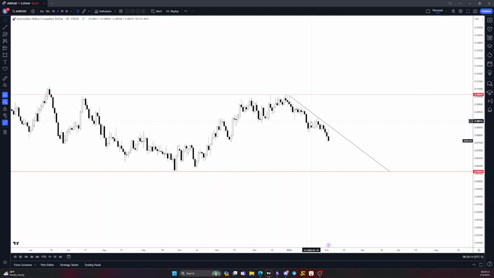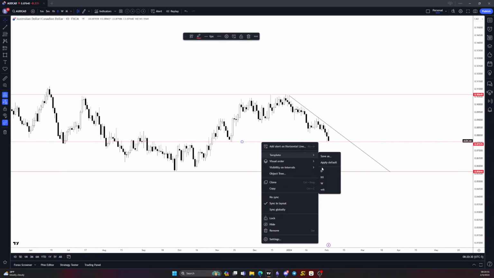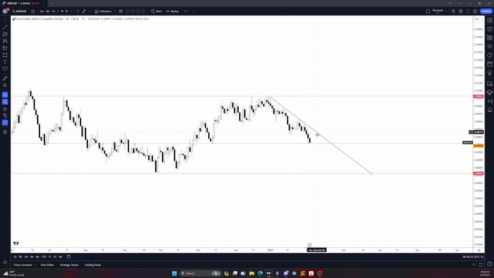Remember, every single line is a zone. Price doesn't have to touch it exactly, but as long as it's in the general area, you can consider it a touch. So we have 3 touches, so that's a solid trend line for us. And then we can also draw this horizontal line here for our daily level, and we can see price is sitting right on top of that.